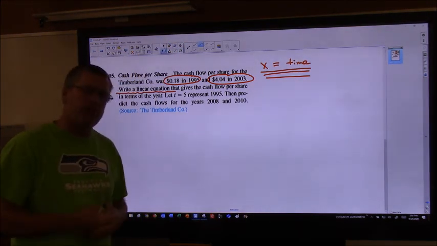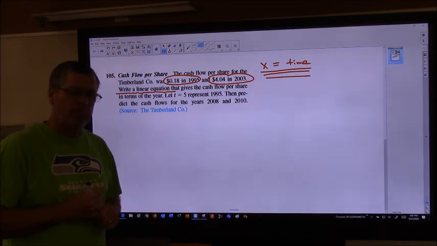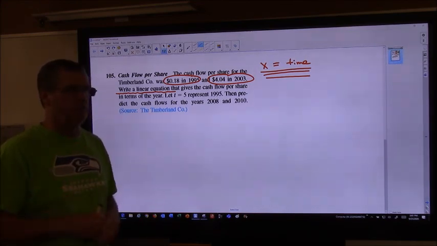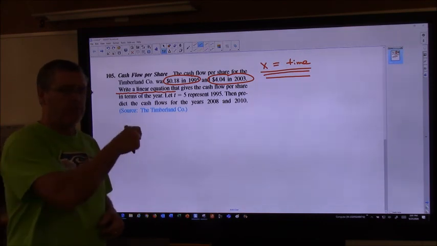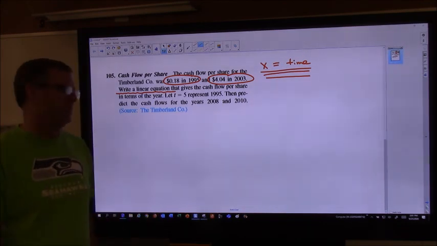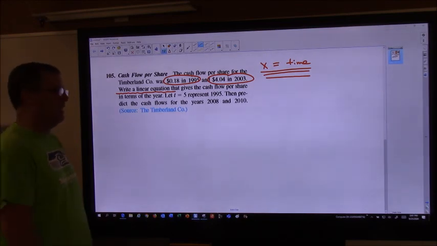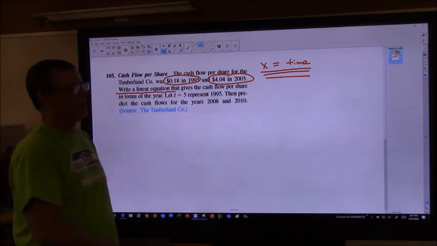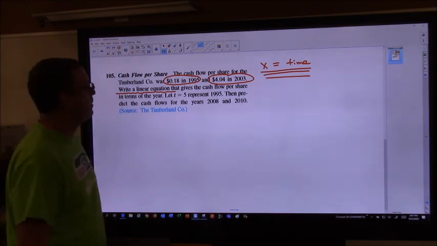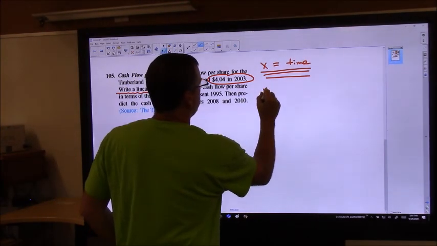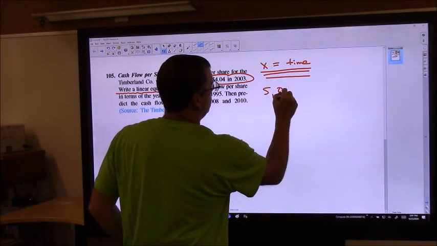The only person that will tell you anything different is Mr. Richardson, because in chemistry, I guess you do some experiments where you want to know how much time it takes per whatever the reaction is that's happening. But anywhere else in this world, you're going to always let x equal time. Always. Okay? So that's year 5. So one of my points is going to be 5, 0.18.